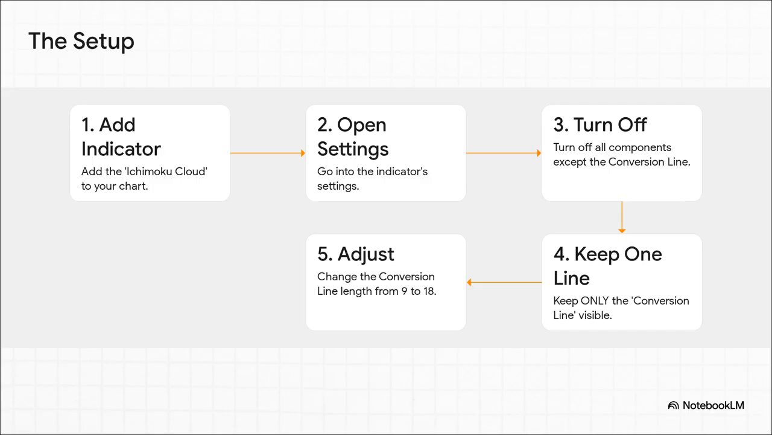We pick this line because it's the fastest, it's the most responsive part of the whole system. And now for the final and most crucial step. Change its length from the default of 9 over to 18. This just smooths it out a little bit, enough to cut down on market noise without making it too slow. And that's it. Your chart is now clean, it's simple, and it is ready for action.